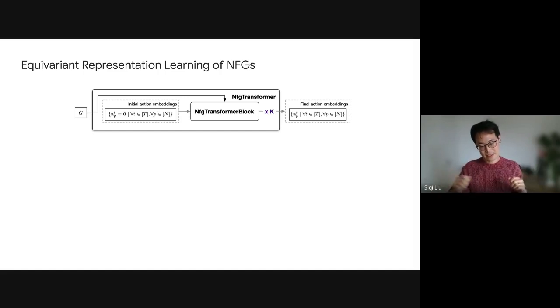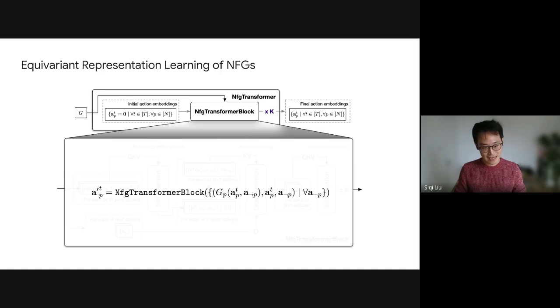They'll go through a sequence of K transformer blocks. And at the end of the K steps, we'll obtain a set of updated action embeddings. Okay, so what happens within each block? At the high level, within each block, we would like to update each action embedding. So the t-th action of player P will be updated as a function of the payoff value that action receives under every joint action it has been part of.